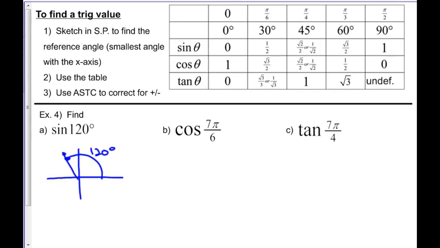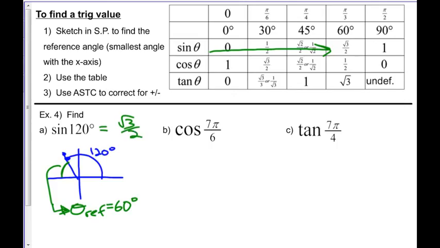We want to find the reference angle. That's the smallest angle that is made with the x-axis. In this case, we had 120 degrees. What's missing to get us all the way around that line? We'd need another 60 degrees. That's the reference angle. Okay, so now we can go to the table. Sine of 60 degrees is root 3 over 2.